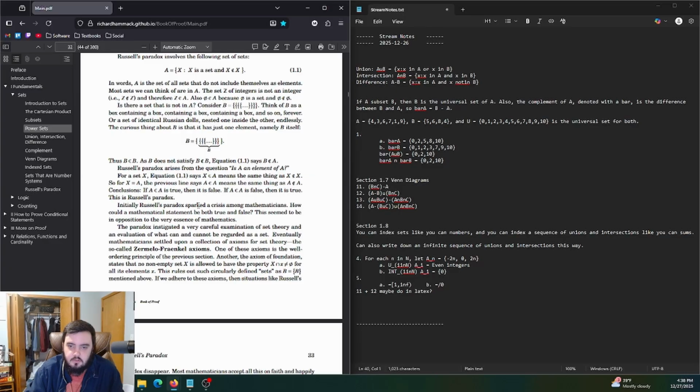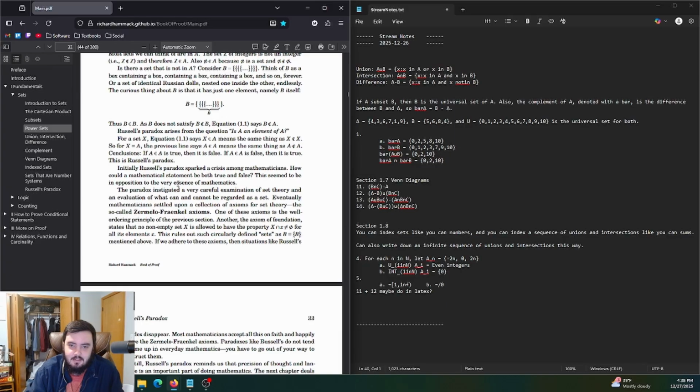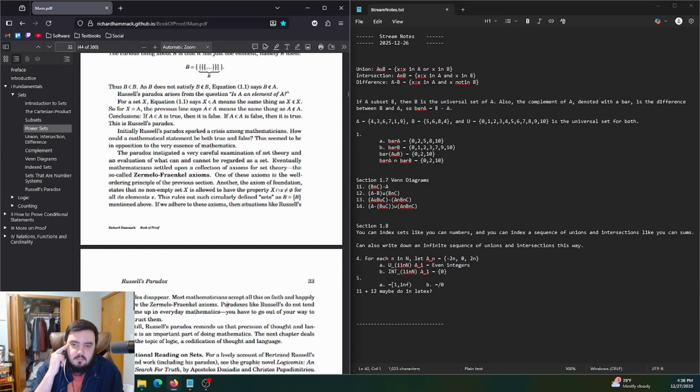Initially, Russell's paradox sparked a crisis among mathematicians. How could a mathematical statement be both true and false? No, this seems to be in opposition to the very essence of mathematics. The paradox insisted on a very careful examination of set theory, and an evaluation of what can and cannot be regarded as a set. Eventually, mathematicians settled upon a collection of axioms for set theory, the so-called Zermelo-Fraenkel axioms.